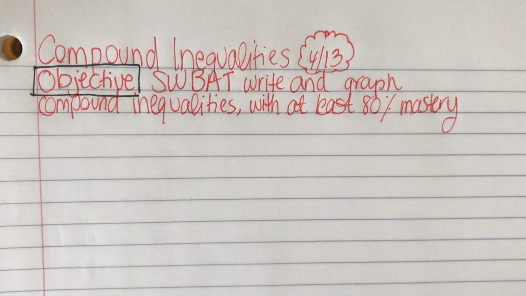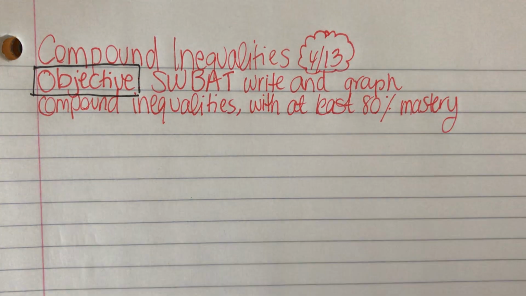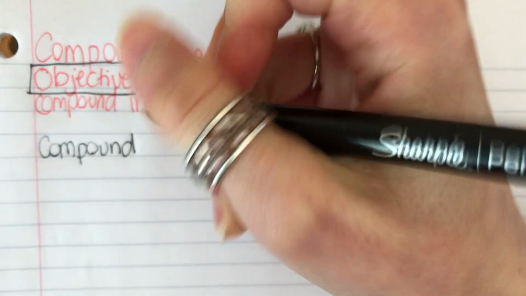So yesterday, we talked about inequalities, and we said inequalities were just, in math, two numbers that are not the same. Okay, so that's what we did yesterday. So let's go ahead and start out with a definition of a compound inequality, since that's what we're moving towards today. So go ahead and write this down with me.